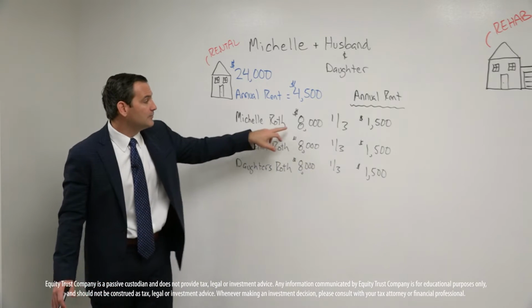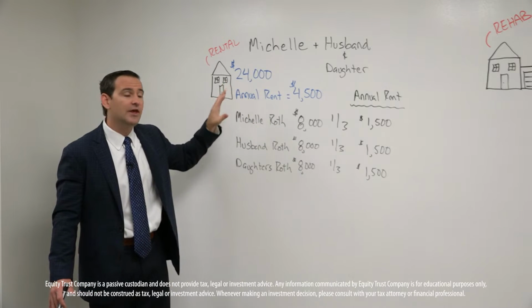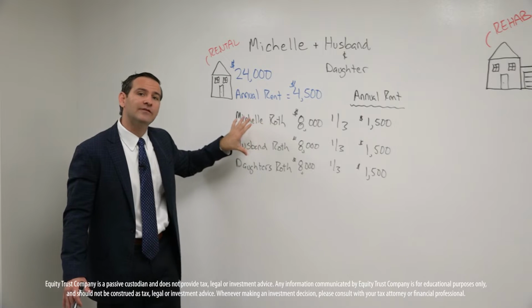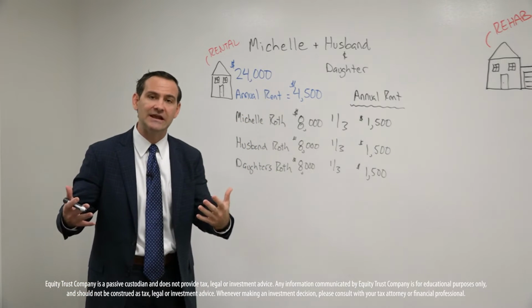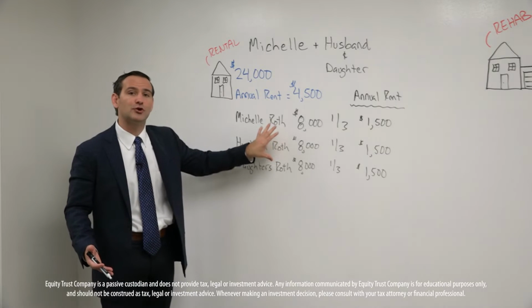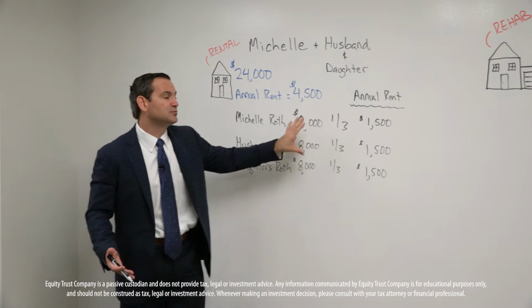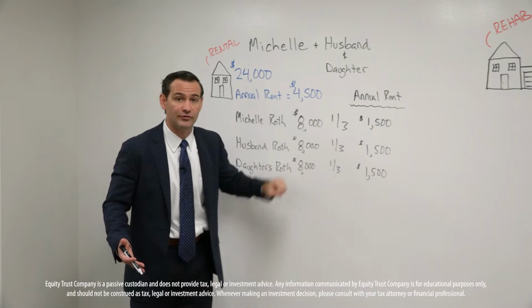Now you see here they all kicked in $8,000 for the $24,000 purchase. Very important because they are family members, also known as disqualified persons, and we have another training on prohibited transactions and disqualified persons. But very important that their capital contribution was proportionate with their ownership interest. $8,000, $8,000, $8,000, a third, a third, a third.